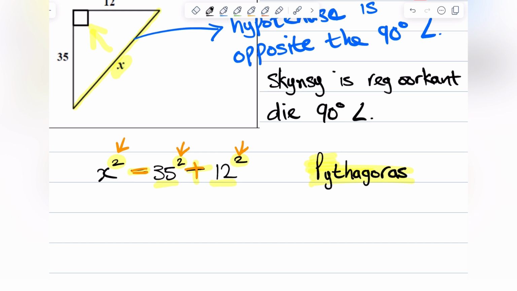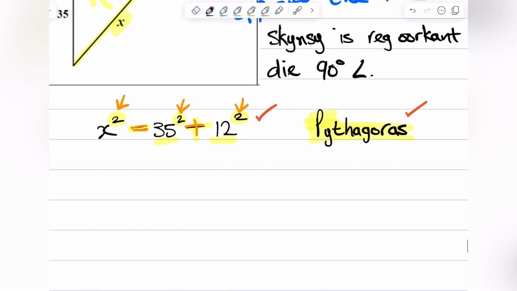So jy sal 'n punt kry vir die bewering, met ander woorde die vergelyking wat jy uitgeskryf het, en dan ook 'n punt vir die rede. So 'n punt vir hierdie en 'n punt vir jou rede. En dan natuurlik volgende is net wiskunde.